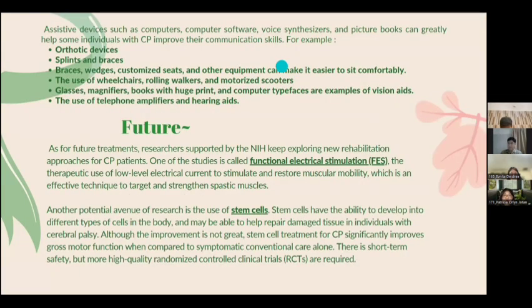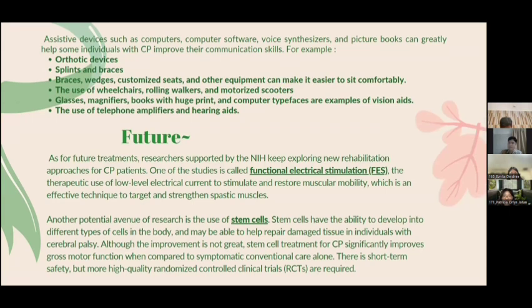Next. Assistive devices such as computers, computer software, voice synthesizers, and picture books can greatly help some individuals with CP to improve their communication skills. For example, orthotic devices, plates and braces, wedges, custom seats, and other equipment can make it easier for them to sit comfortably. And the use of wheelchairs, rolling walkers, motorized scooters, and others.